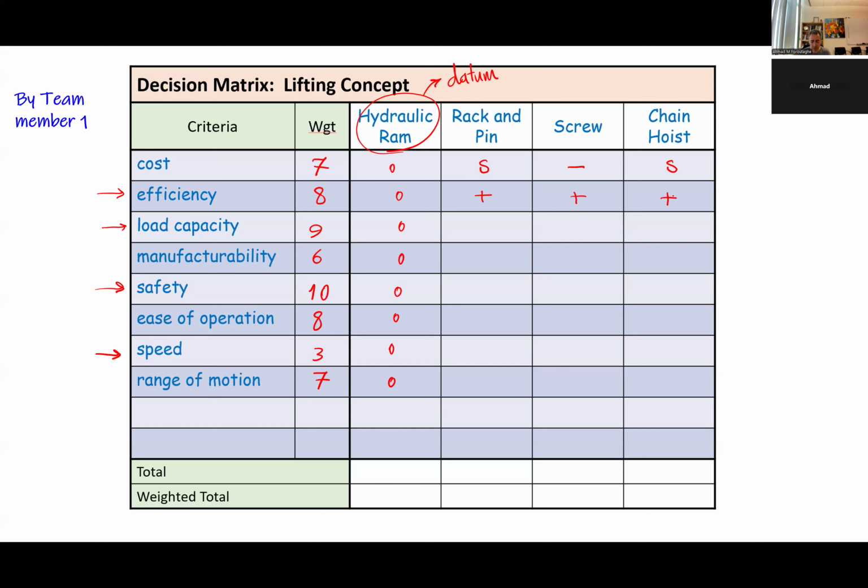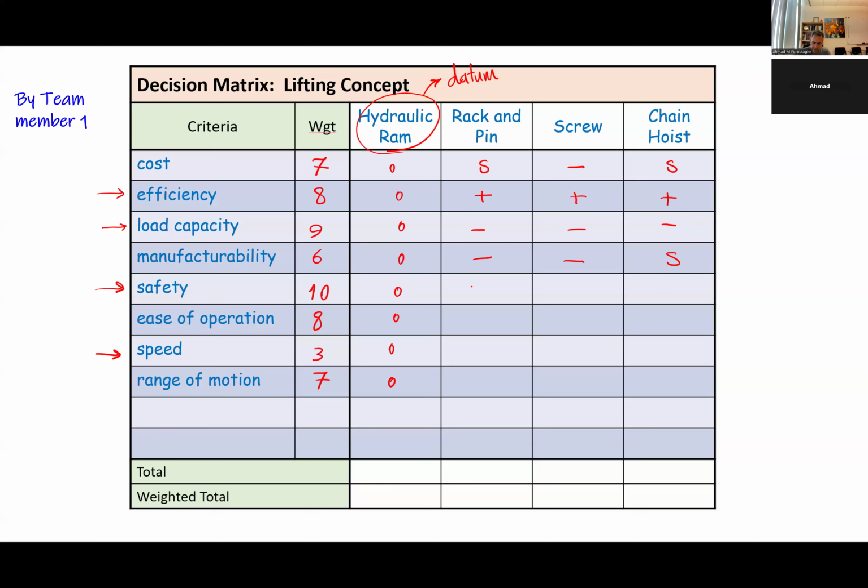So what about the load? Everybody knows load with hydraulics. Hydraulic has the most power, so this is going to be worse. What about the manufacturability? Rack and pinion is harder. You need to make really good gears. Machining is more difficult. Screw, again, this power screw, perhaps more difficult to make. And I would say chain is the same.